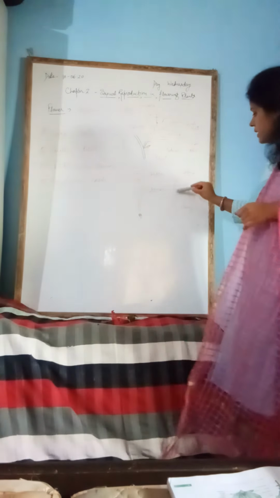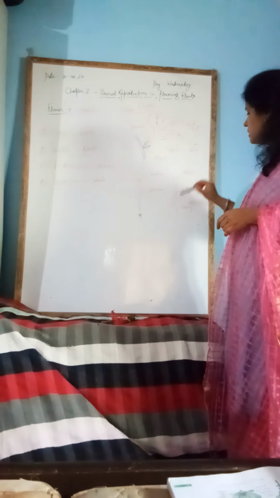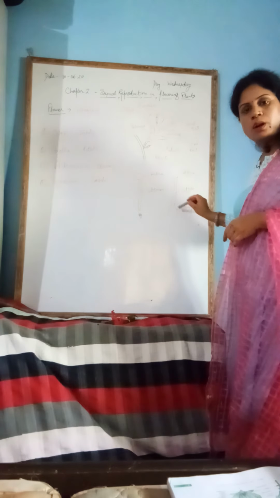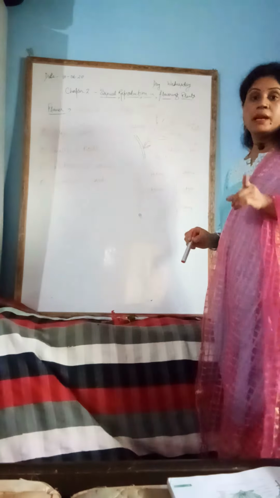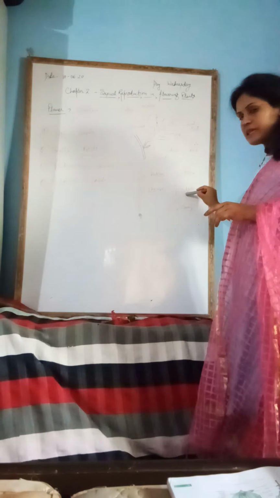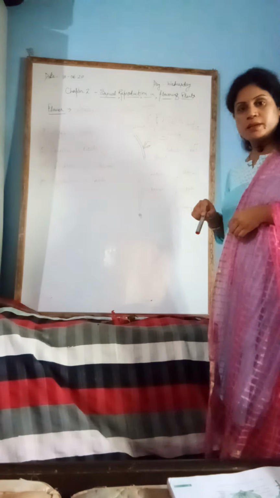Here is the female sex organ, which has 3 parts: stigma, style and ovary. The lower swollen part is called ovary, where female gametes, eggs, are produced. The stalk is called style and the upper broad area is called stigma.